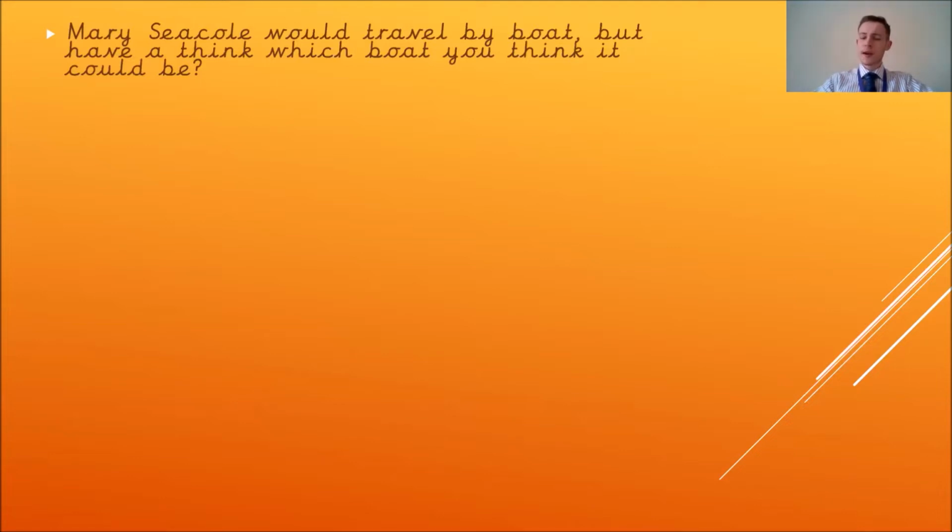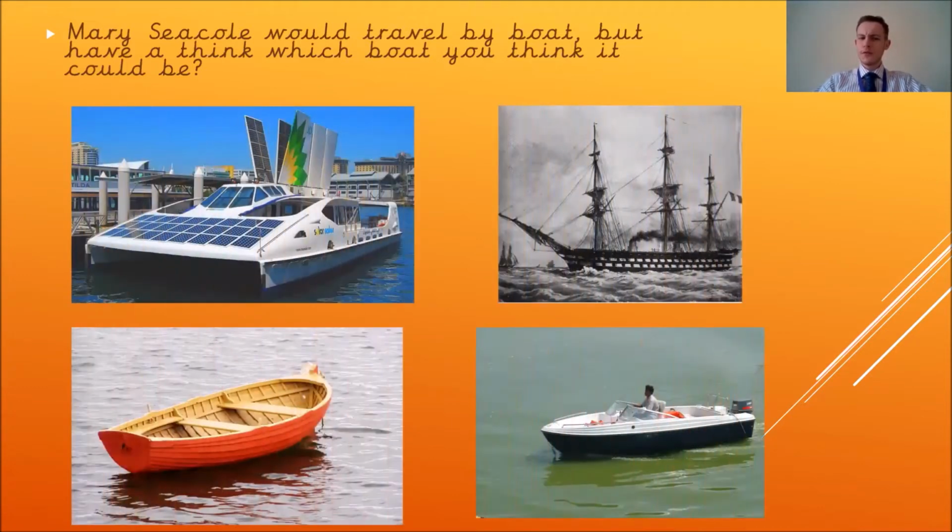So the mode of transport that Mary Seacole would have used would have been by boat, because that was the only form of transport that you could have to cross over the Atlantic. There weren't any planes during that time. Have a look at the 4 boats below. Which boat do you reckon it could have been? There are 4 very different boats here. How do you know it's one of these boats? Try and explain why you think it is that boat, and then do your best to explain why the other 3 are incorrect. Why would those other ones be incorrect? Pause the video, have the discussion with your adult, and then continue.